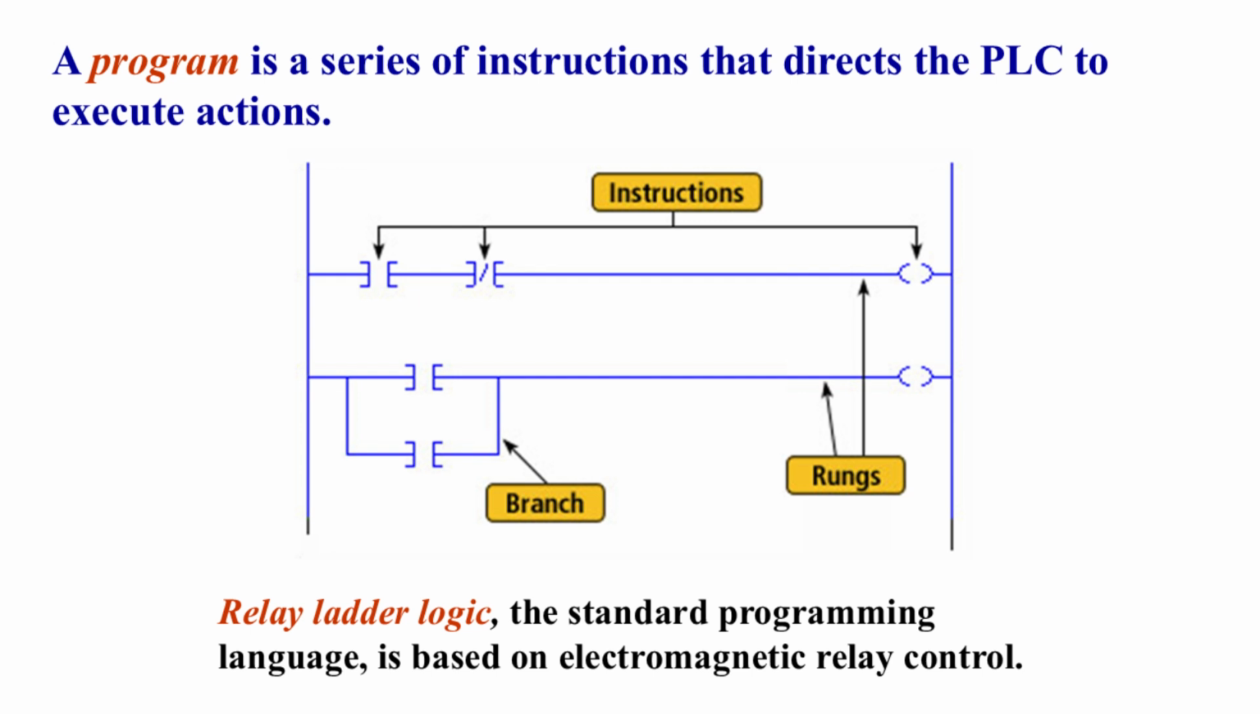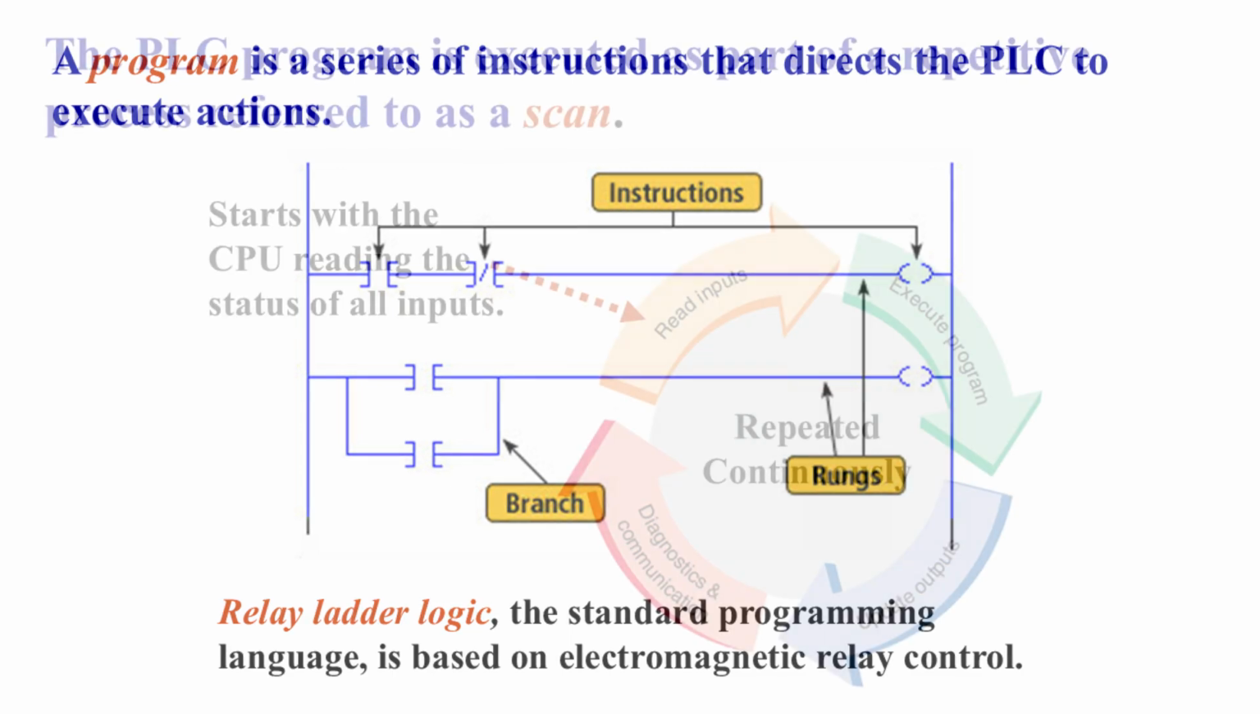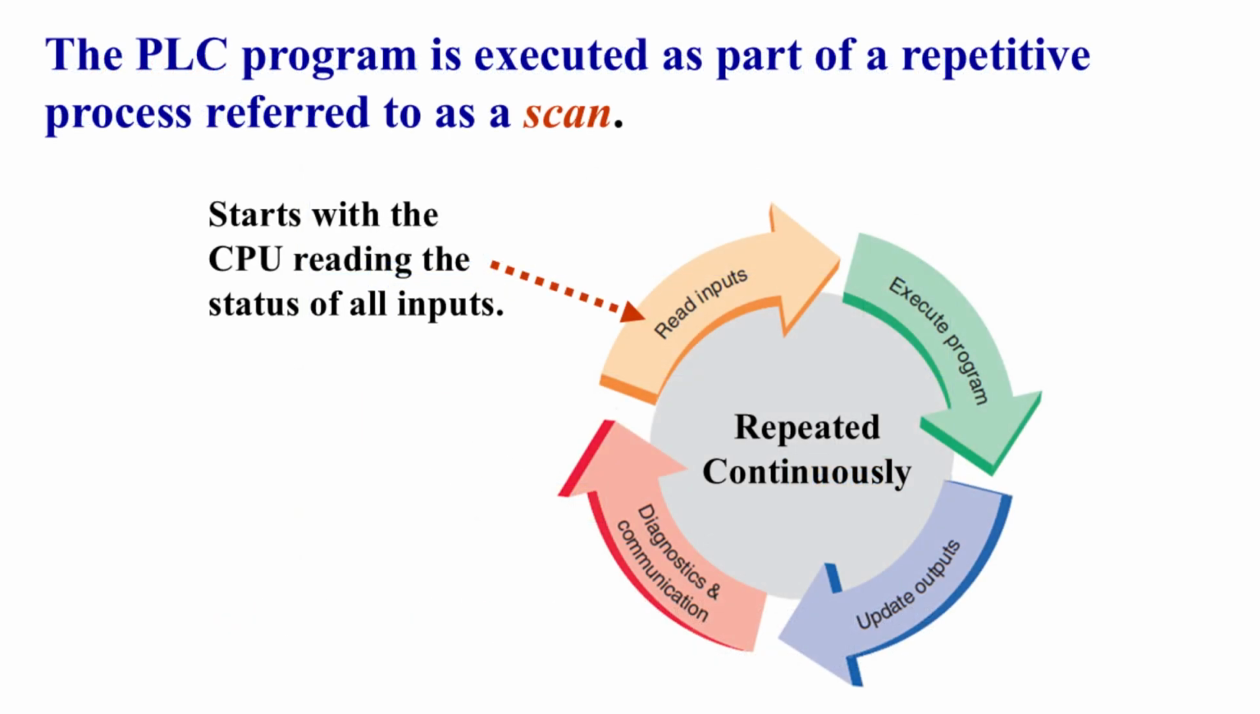Now that we understand how programs are written and entered into the PLC, our next step is to examine the scan cycle, the process by which the PLC continuously reads inputs, executes the program, and updates outputs in real time. The PLC program does not run just once. It is executed as part of a repetitive process known as the scan cycle. The scan cycle is the heartbeat of the PLC, ensuring the controller is always reading inputs, solving logic, and updating outputs.